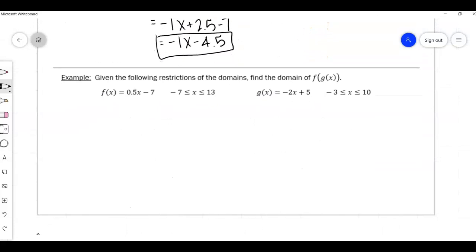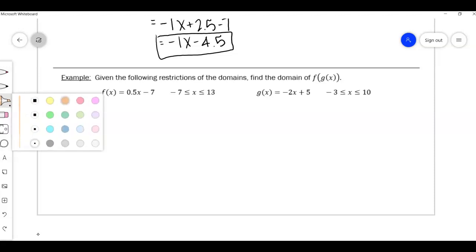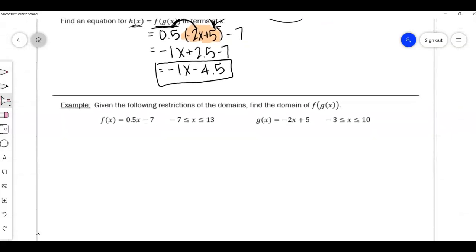All right, so for the last one, as you're probably finding in Exploration 1.4, when we have restricted domains, not all values that go into g of x will have outputs in f of x. So keep in mind that whatever comes out of g, whatever comes out of negative 2x plus 5, we're going to put into f. Well, the only numbers that I'm allowed to plug into f of x are the ones between negative 7 and 13. So the only numbers that I want out of here are numbers between negative 7 and 13.